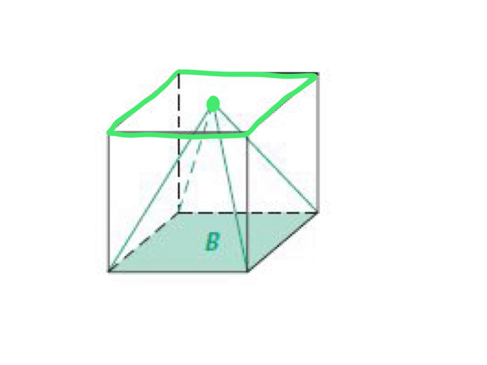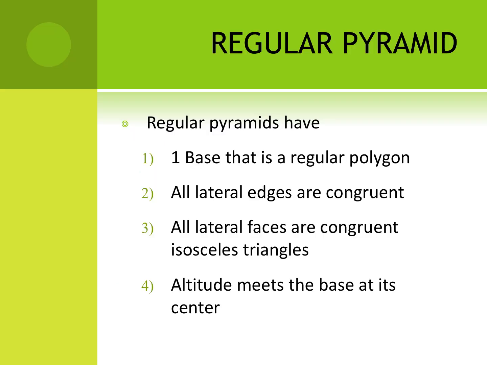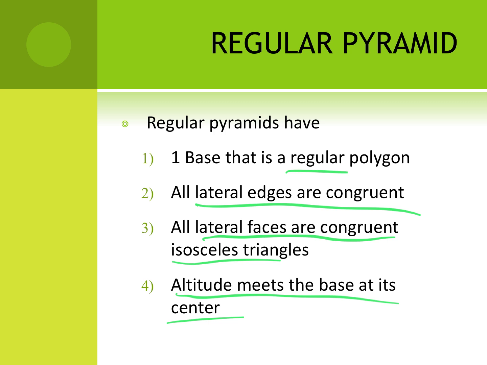So when we're talking about volume, I want you to pay close attention to the formula when we write down the formula for volume of a pyramid. The first thing we're going to talk about is something called a regular pyramid. Regular pyramids have one base, and it's a regular polygon. A regular polygon, remember, has all congruent sides, all congruent angles. All the lateral edges are congruent to one another. All the lateral faces are all the same, and they're all isosceles triangles. And lastly, your altitude will meet the base at its center. These are regular pyramids.